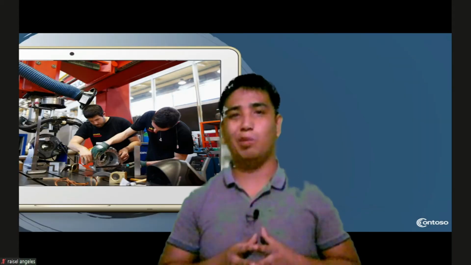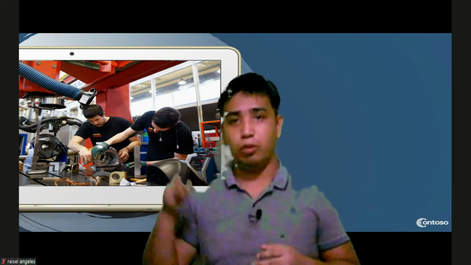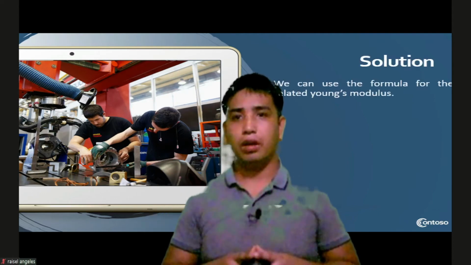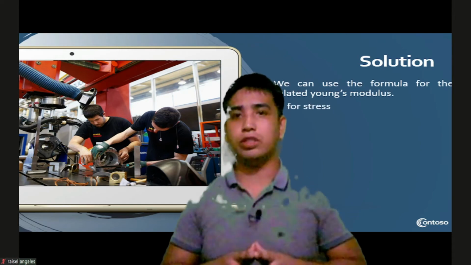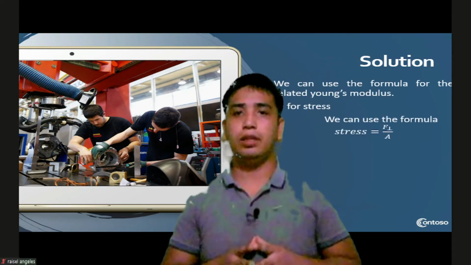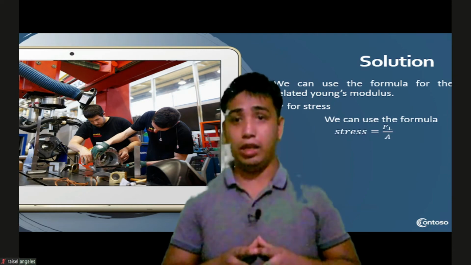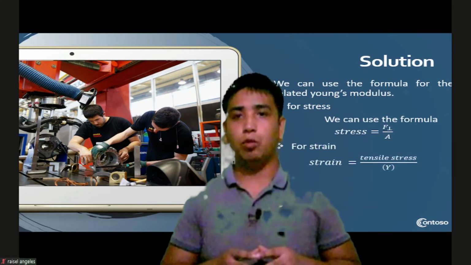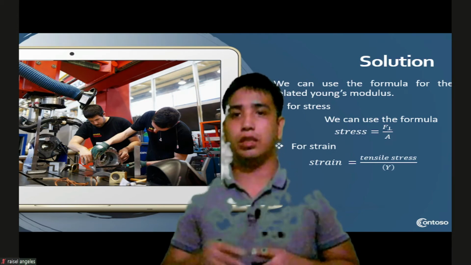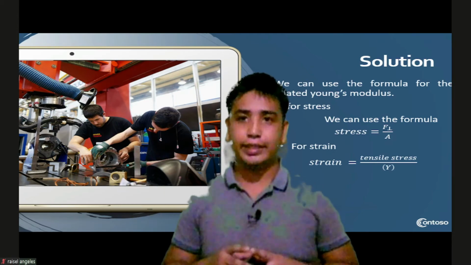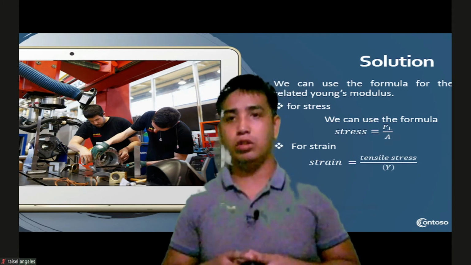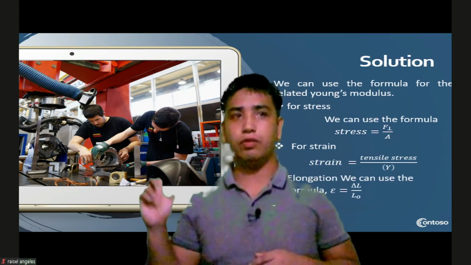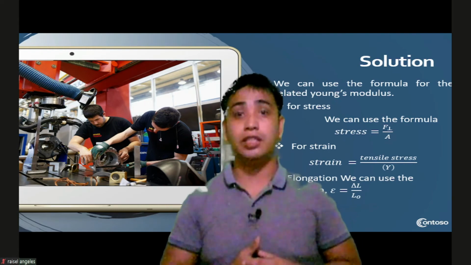In solving the problem, we need to analyze it, and we need the formula for the solution, and we have it right here. We can use the formula for stress, F over A, because the amount of force is calculated, and then we can actually get the strain using this formula. Strain is equivalent to tensile stress over Y, or the Young's modulus, and for the elongation, we need this formula. Then let's proceed and see the values. Upon getting all the things that we need, we are ready to proceed to the solution.